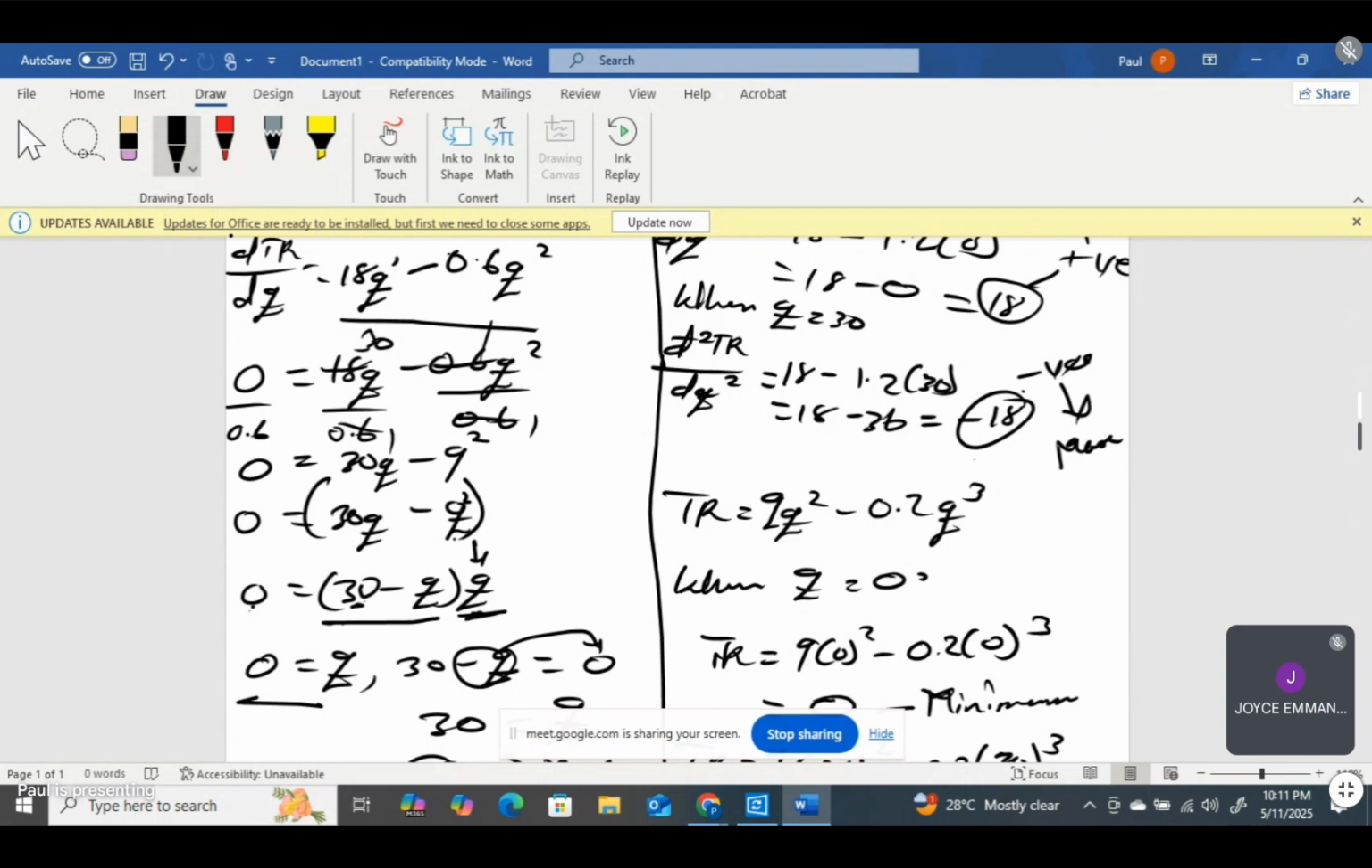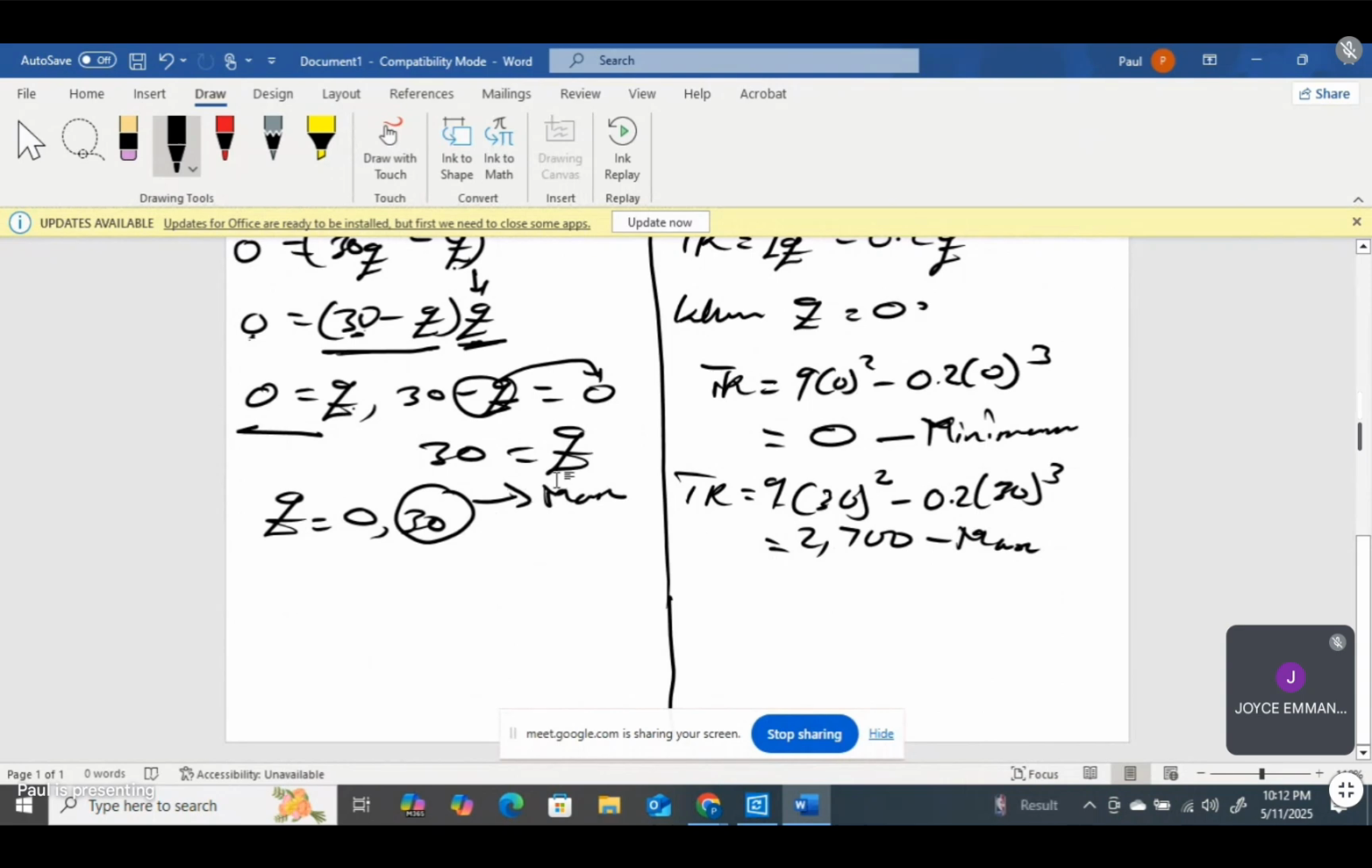Then I said equate this Q to 0, then equate whatever is in the bracket also to 0. So when you equate both to 0, Q is 0, and here Q becomes 30. Therefore, at these quantity levels, this is the output level at which the function is optimized.